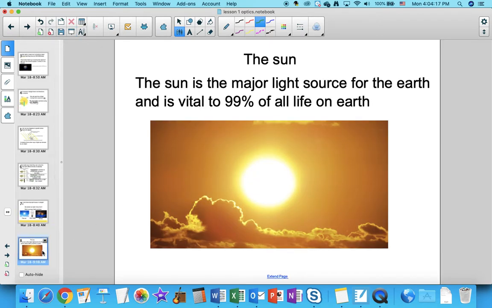So we're going to start with the easy one, the sun. The sun is the major light source of Earth. Right? So if I asked you on a test or something, where does the majority of light on Earth come from? You would say, well, the sun, because 99% of all life on Earth requires sunlight, right? So the majority of the light that hits the Earth is from the sun. Now I say 99% of all life because not all life needs light. There are very few rare exceptions where certain animals don't require light. But the sun is the major light source for Earth.